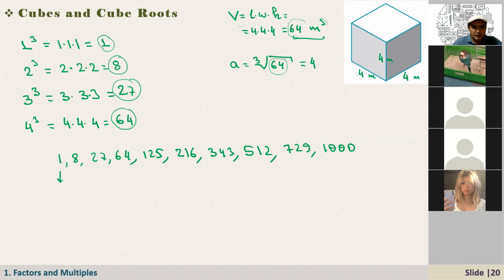Now from here, what is the cube root of 1? That's equal to 1. What is the cube root of 8? That's equal to 2. What is the cube root of 27? That's equal to 3. Dot, dot, dot. What is the cube root of, actually cube, right? It's not square. Cube root of 1000, that's equal to 10.